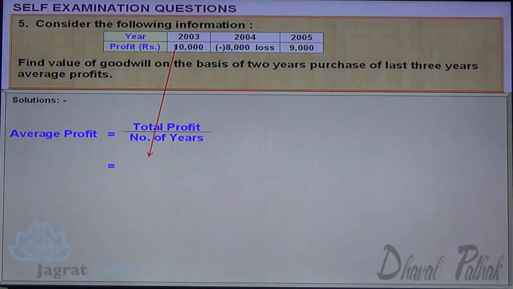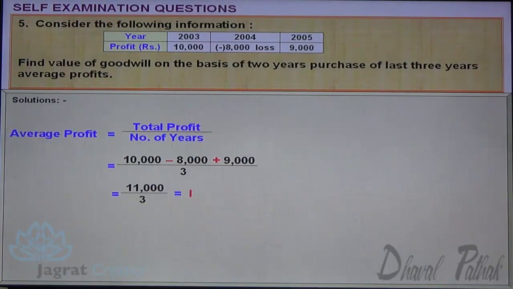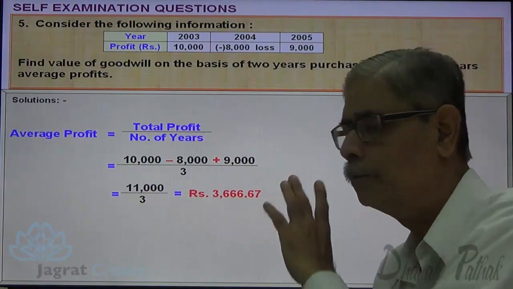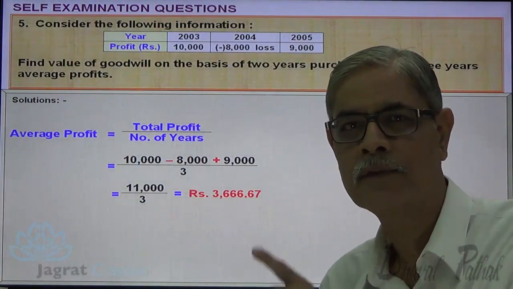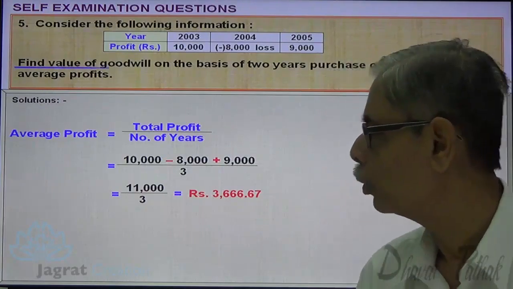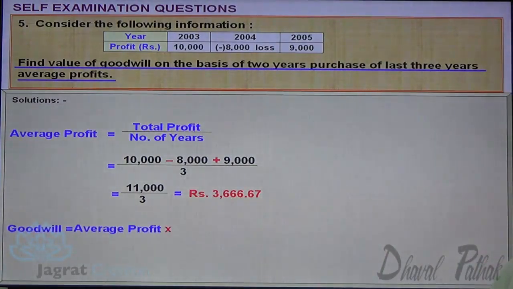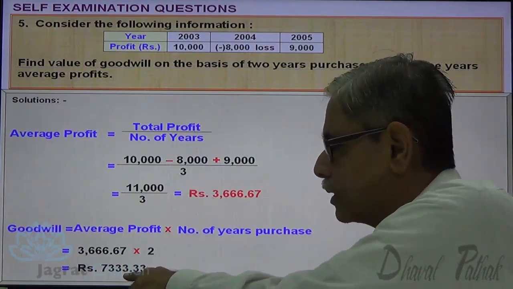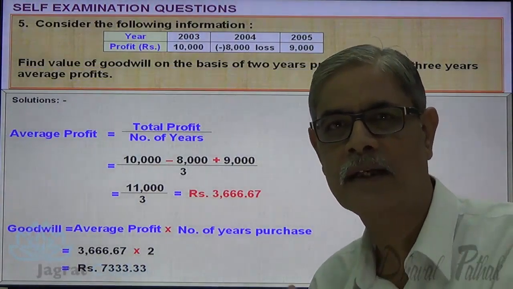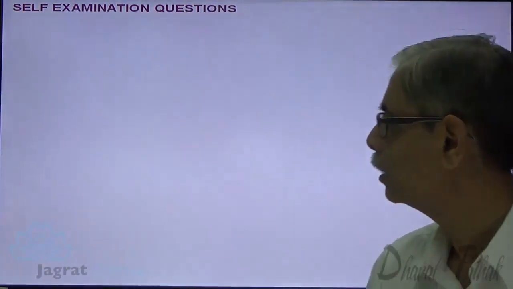Total profit for 3 years, 10,000 minus 8,000 plus 9,000 divided by 3, 11,000 divided by 3. It works out to be 3,666.67 is the average that we have worked out. Now goodwill is valued at 2 years purchase. So average profit multiplied by 2. So if you multiply this average profit by 2, the value of goodwill is 7,333.33. That is the value of goodwill. Now next.